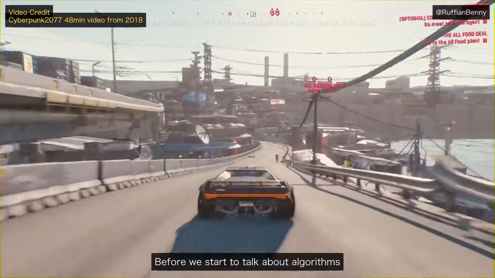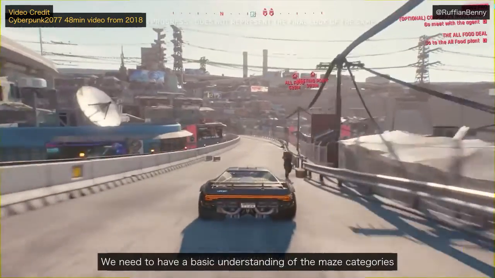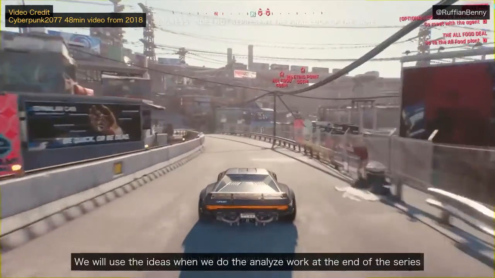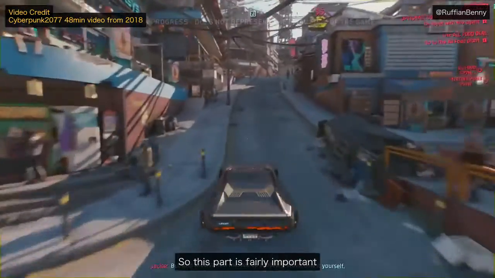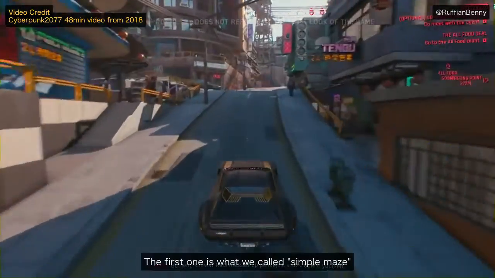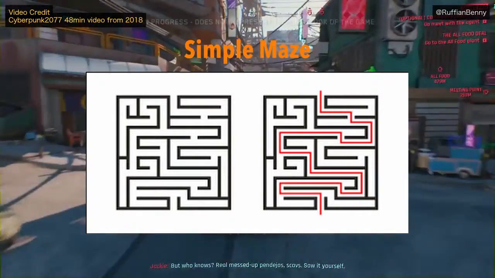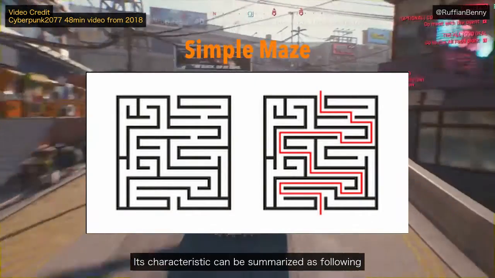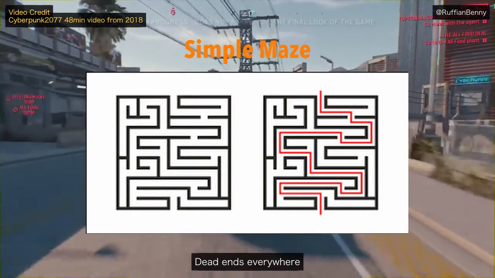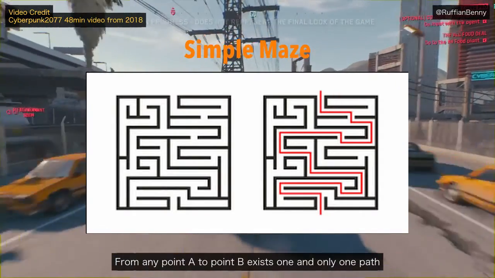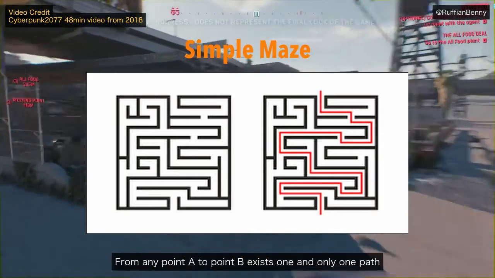Before we start to talk about algorithms, we need to have a basic understanding of the maze categories. We'll use these ideas when we do the analysis work at the end of the series, so this part is fairly important. The first one is what we call a simple maze. Its characteristics can be summarized as follows. All cells in the maze can be reached, there are no loops at all, and dead ends are everywhere. From any point A to point B, there exists one and only one path.